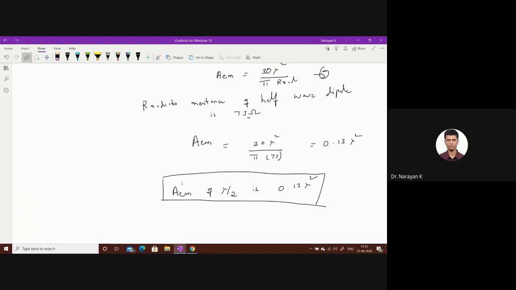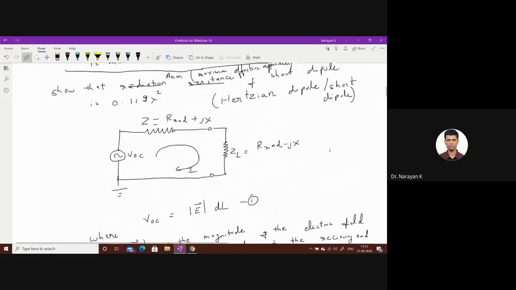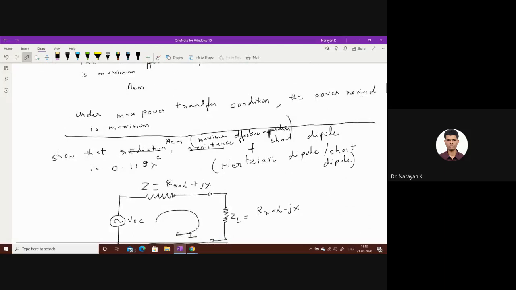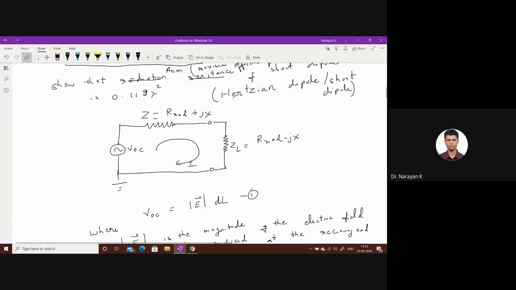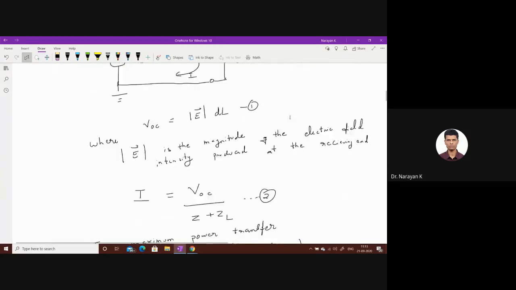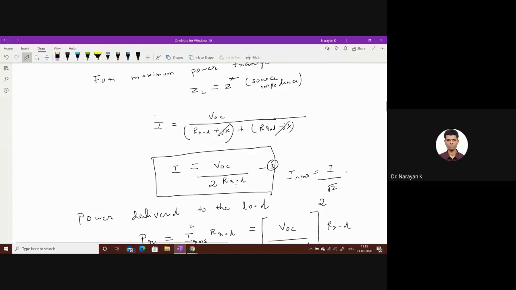Is it clear for everyone? Yes, sir. Okay. See how we did this derivation and how we did the previous derivation. Let me just go through it for your convenience. Show that the maximum effective aperture of a short dipole is 0.119 lambda square. So I have taken one small circuit, shown that for maximum power transfer the load impedance is the complex conjugate of the source impedance. So you will get here a minus jx term. Whenever I substitute for I, these minus signs will get cancelled. So you will get VOC by 2 radiation resistance.